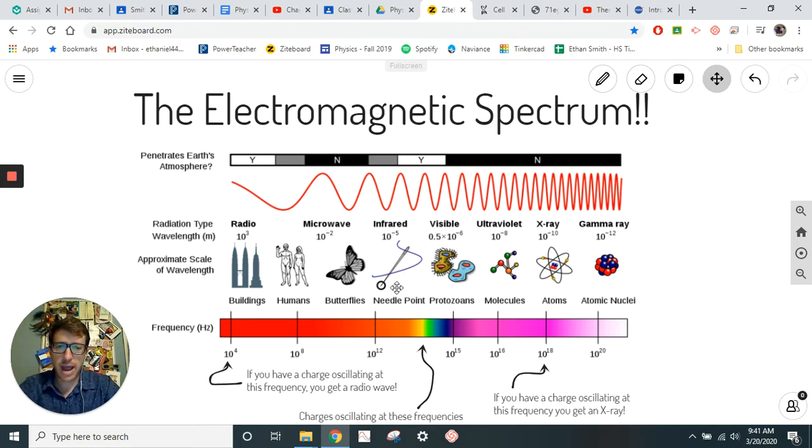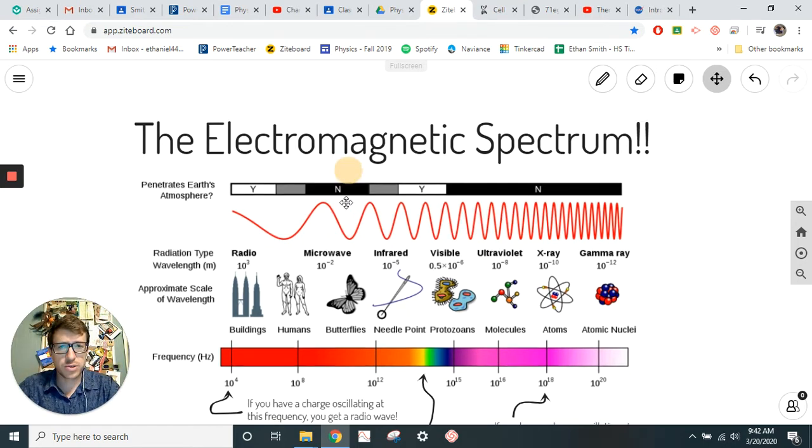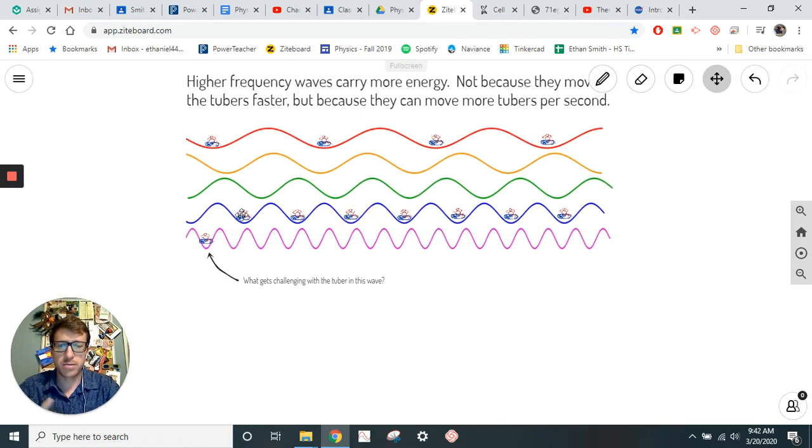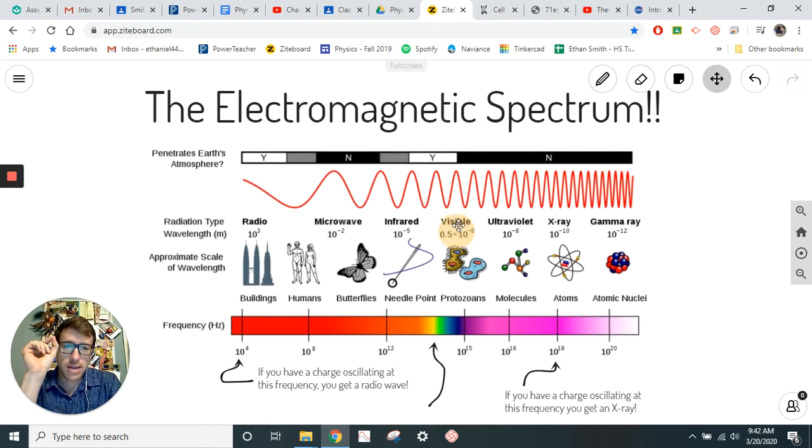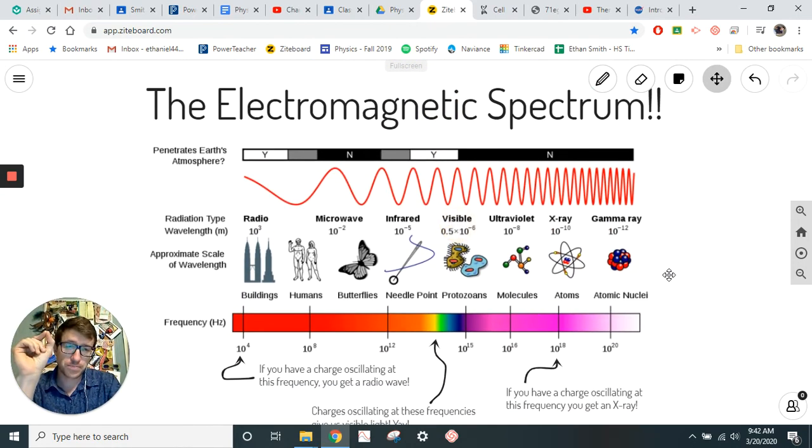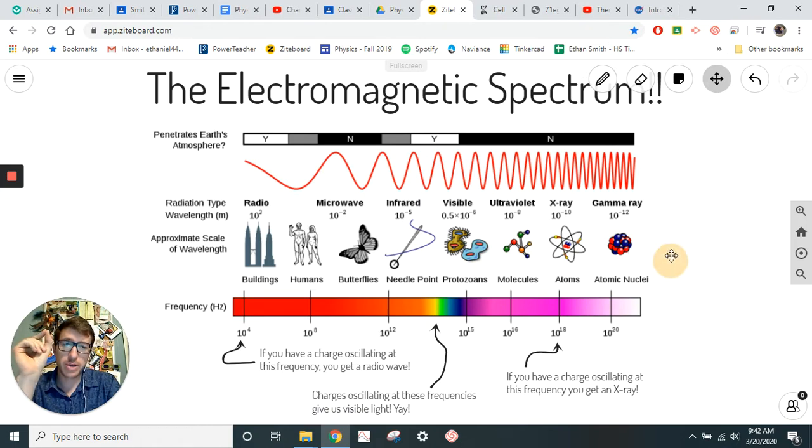And then we have actual physical things, things the size of butterflies, humans, and so on and so forth. So thinking about the size of that wavelength relative to what we were talking about with our tuber up here, the size of the wavelength kind of determines the size of the tuber that we can fit in here, the interaction that it has with that matter. So if we have a gamma ray, for example, that is going to interact with things at the atomic level, at the level of an atomic nuclei.